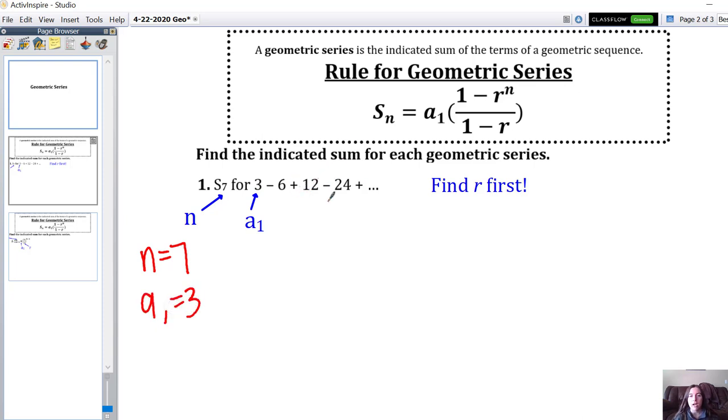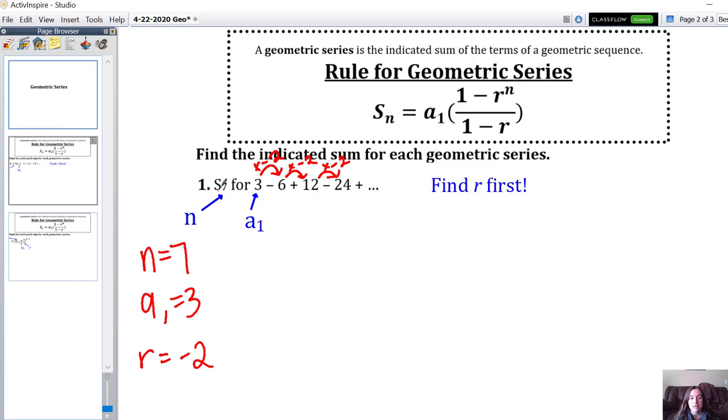And here we need to figure out what r is before we can figure out the sum. So when we're figuring out r, that's our product. So what are we going to multiply by to get from 3 to negative 6? Well, that would be times negative 2. Let's just double check that for all of the other terms. From negative 6 to positive 12, that's also times negative 2. From 12 to negative 24, that is also times negative 2. So our value of r here is negative 2.